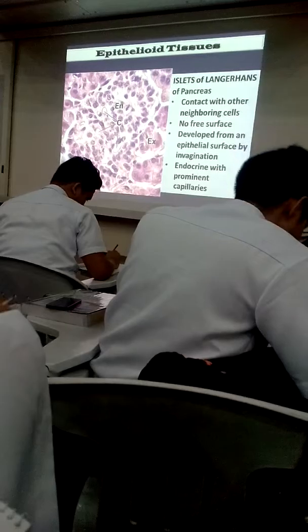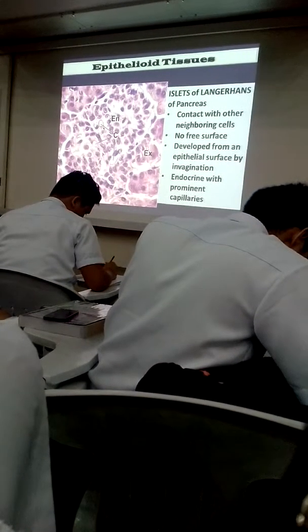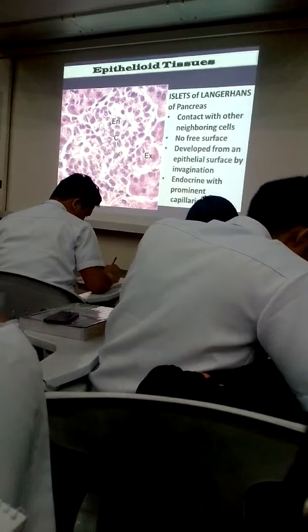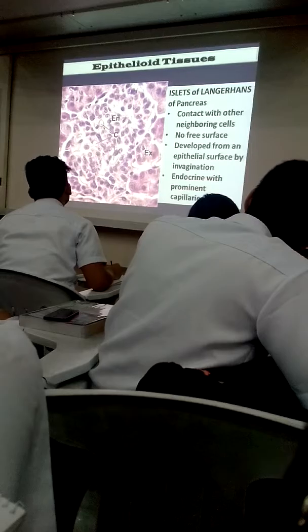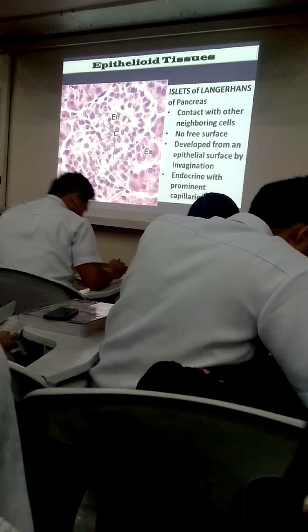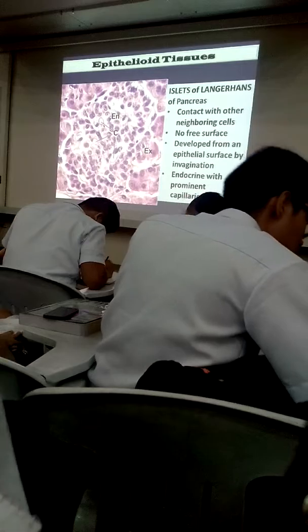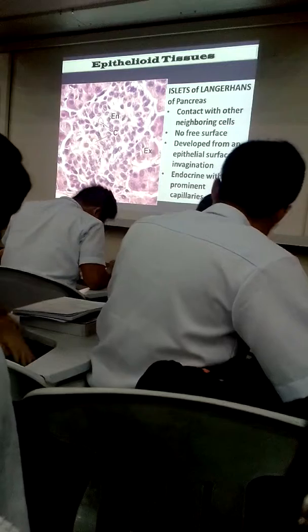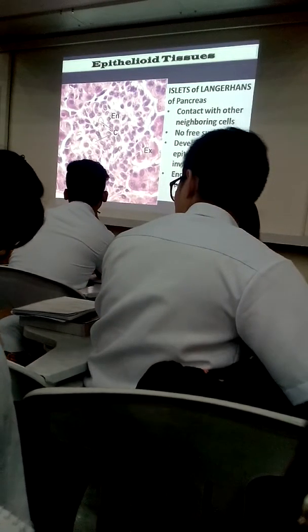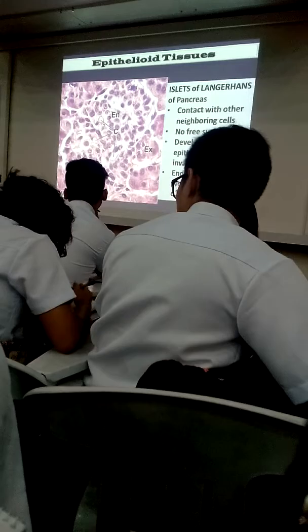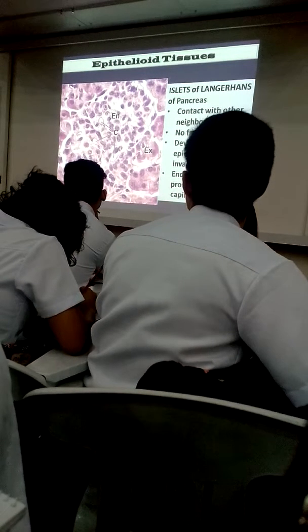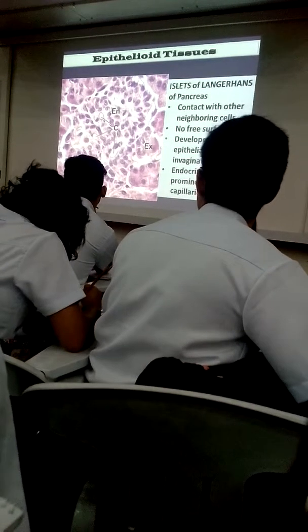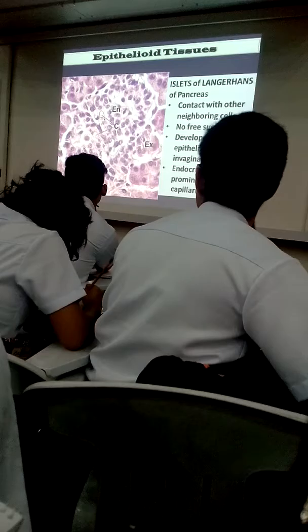This is another example, that of the islets of Langerhans. They are found in the pancreas. The cells are also in close contact with each other, but you can see there is no lumen, there is no free surface that could be appreciated. They develop from epithelial cells by invagination instead of coming from the mesenchyme, unlike the Leydig cells previously discussed. But they are also endocrine with prominent capillaries. So most of the examples that were given, if you will notice, have endocrine functions. They are endocrine in nature for these epithelial tissues.